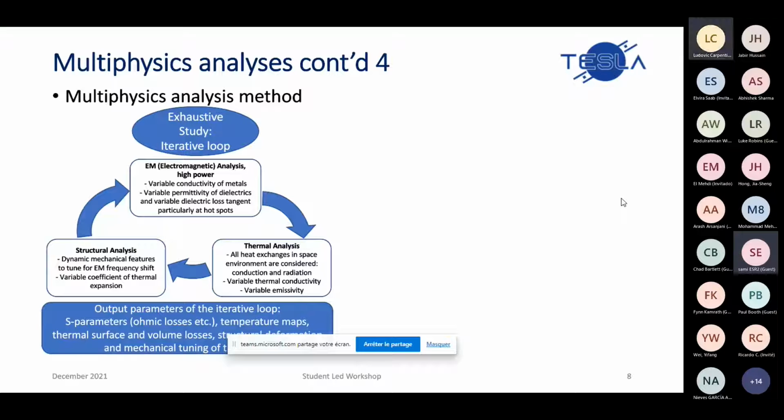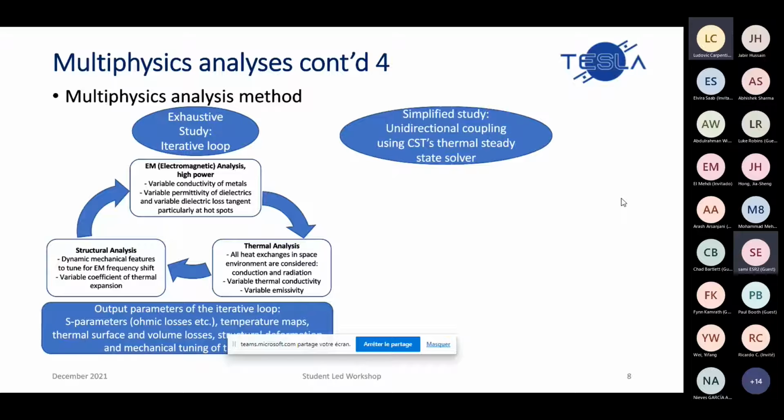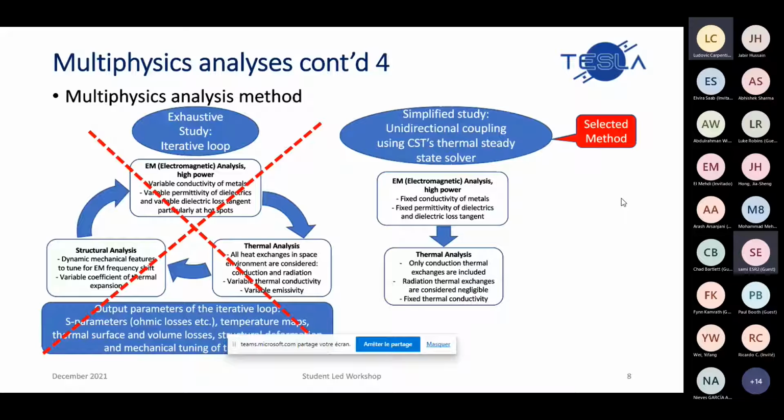Now, if we go back to our case, which is to determine the effect of the dielectric loss and thermal conductivity of the dielectric on the behavior of the device in terms of thermal performance and power handling performance, actually. In this case, we'll make a very simplified study that uses unidirectional coupling using CST's thermal steady state solver. This method involves two steps, which are doing an electromagnetic analysis and then doing a thermal analysis, in which we inject the losses that were obtained in the electromagnetic model. And for those two analyses, we can consider all the parameters that we discussed earlier as variable, in this case, as fixed parameters.